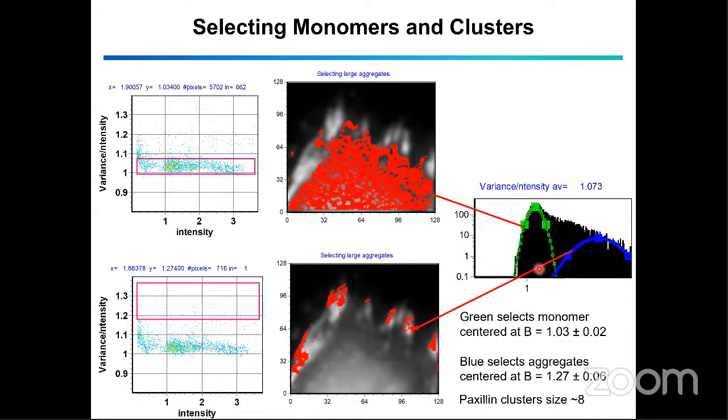You can also look at the histogram where you have these different populations of the brightness. Here, fitted with the green curve is the monomer, and then we have the higher brightness ones, which correspond to these larger aggregates. And we can estimate the average cluster size from this. For this measurement, it turns out to be about 8 paxillin molecules that are in these clusters that then assemble into this bigger adhesion complex.